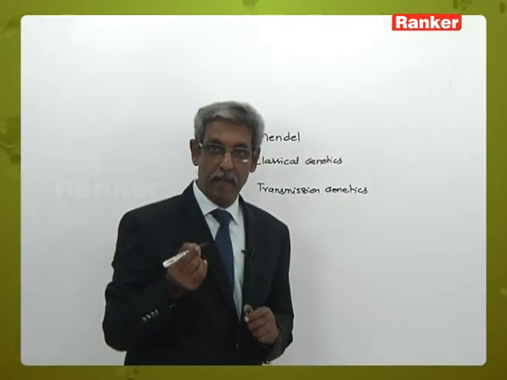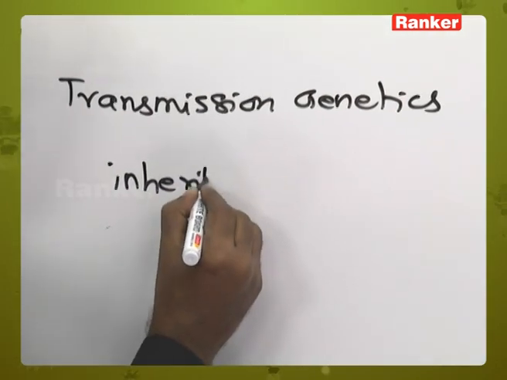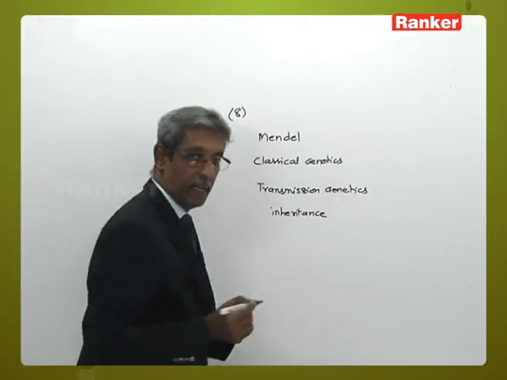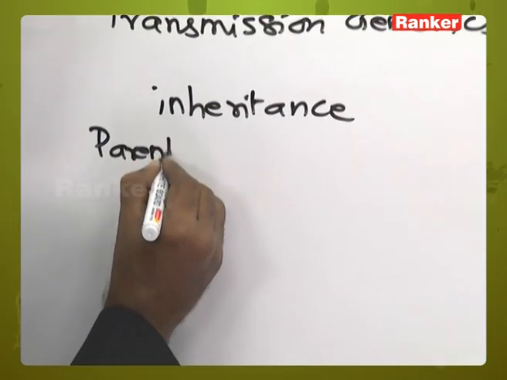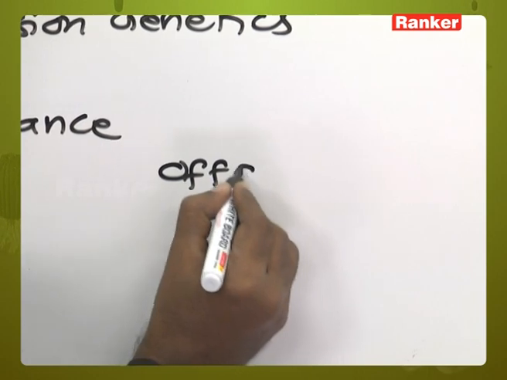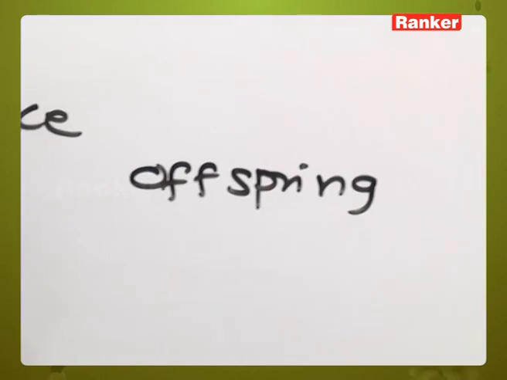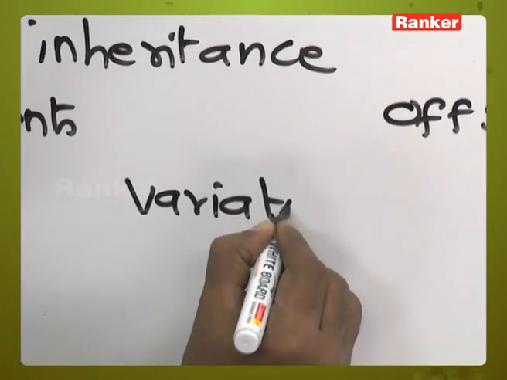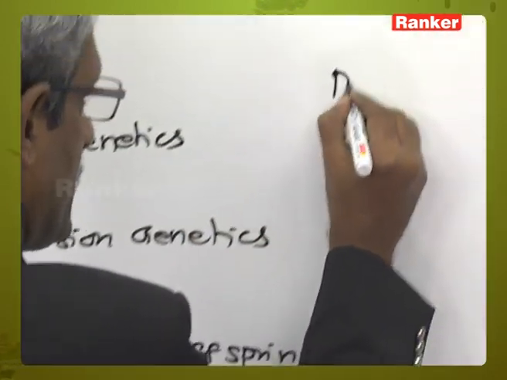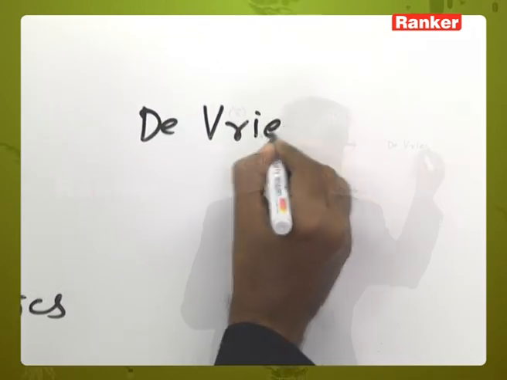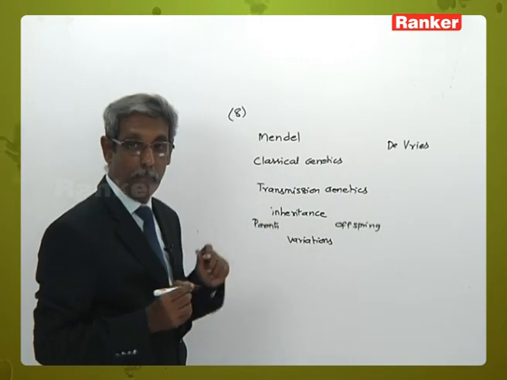Transmission genetics is a study of inheritance. That is how characters are transmitted from the parents to the offspring and variations thereof. Whereas, if you take De Vries, he is associated with mutations and polyploidy.